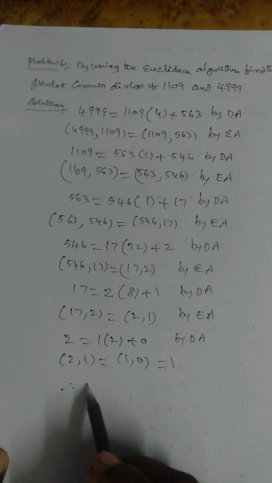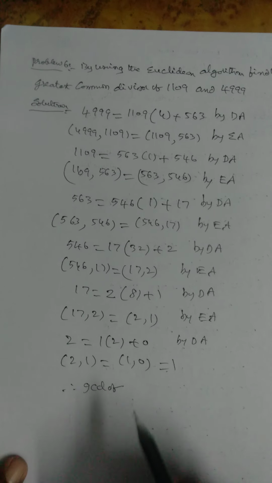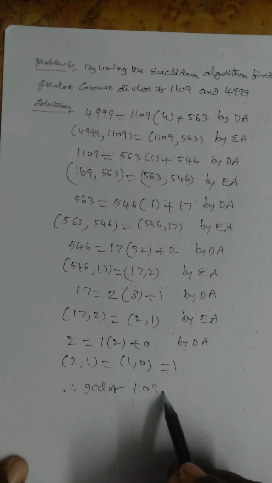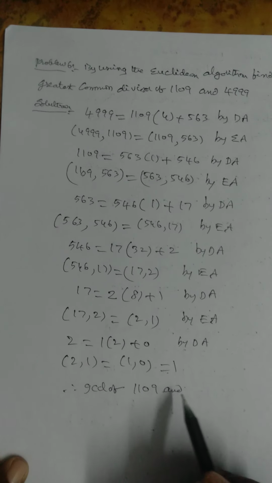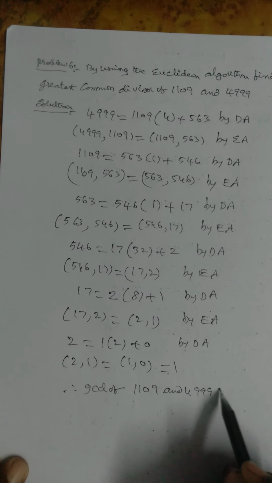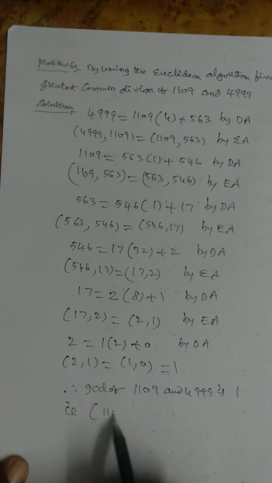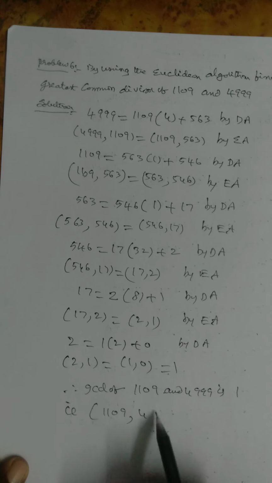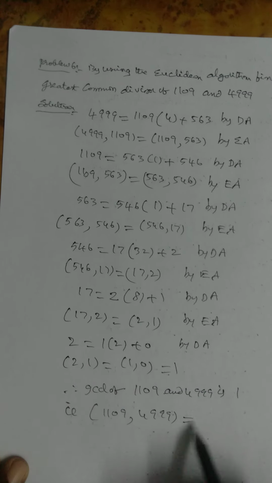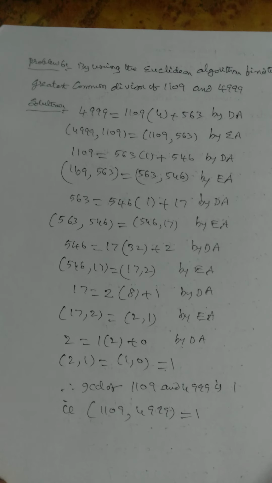Therefore, GCD of 1109 and 4999 is 1. That is, bracket 1109 comma 4999 is equal to 1.